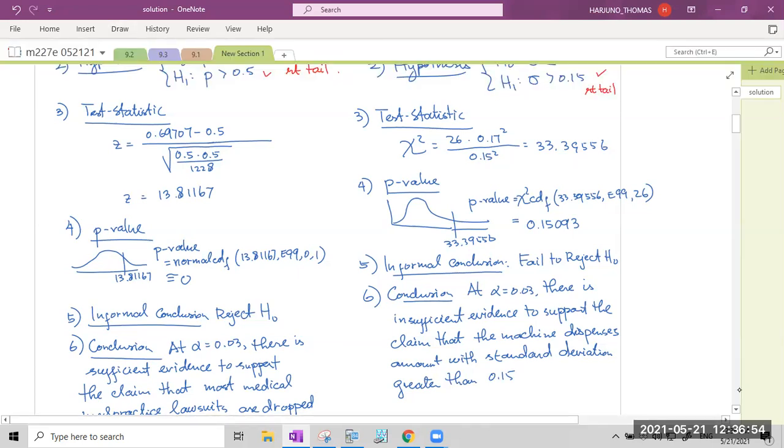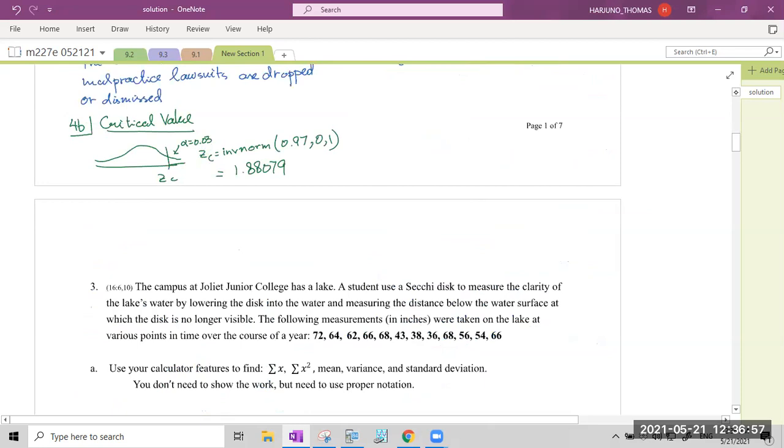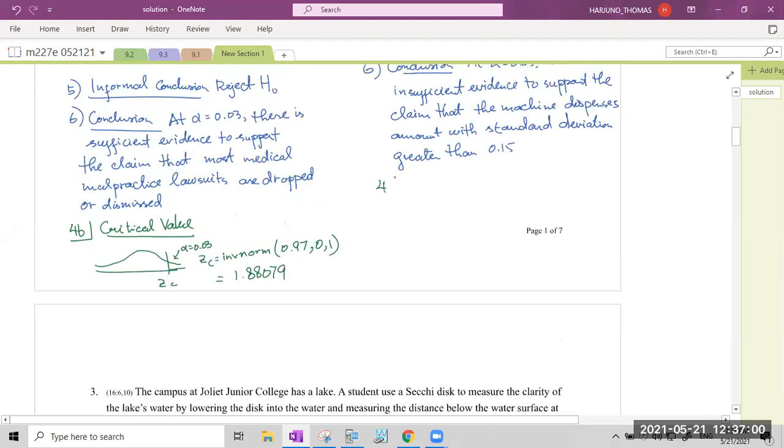Okay, how about the critical value, 4b? It's a chi-square distribution. You have area to the right. Alpha is 0.03. So chi-squared critical is inverse chi. Area to the right, I hope you remember that, for inverse chi. And degrees of freedom, 26.